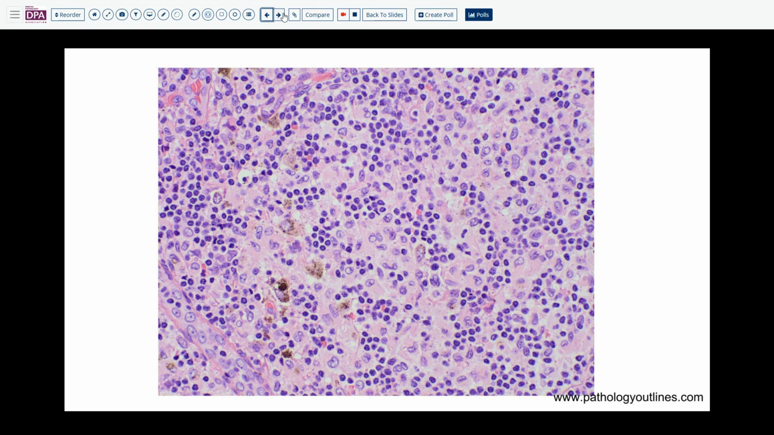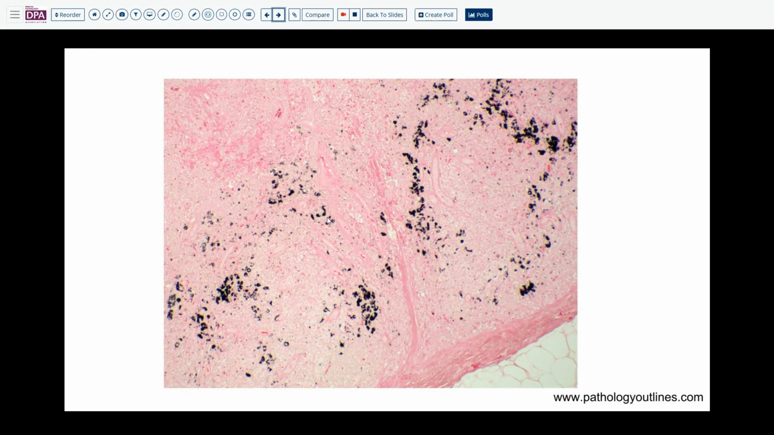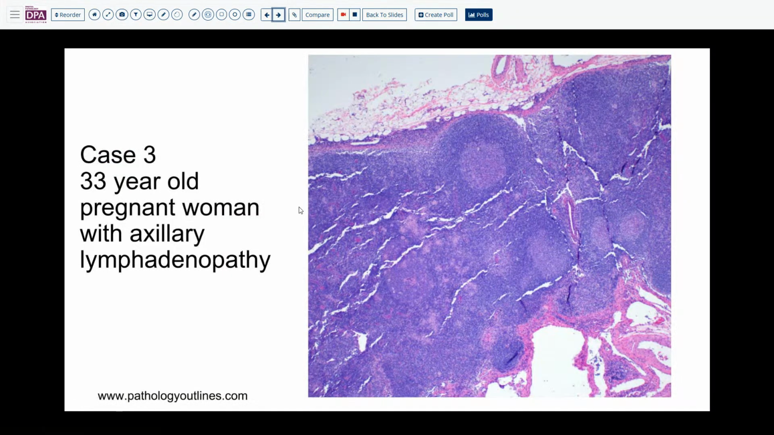I think this case is easy, but because this kind of thing is really easy, in the examination they really love this kind of case. So remember that Fontana-Masson can stain this melanin pigment. And hopefully in the test they will give you a history, like the patient has a skin problem, rashes, or whatever. Okay, case 3.